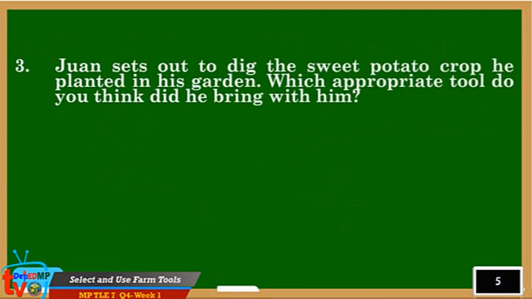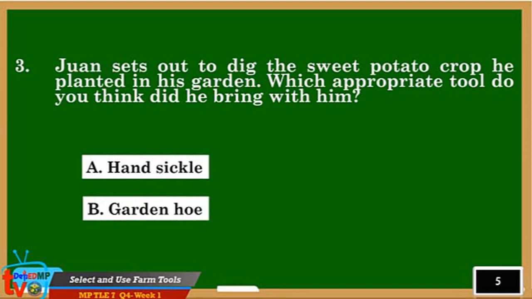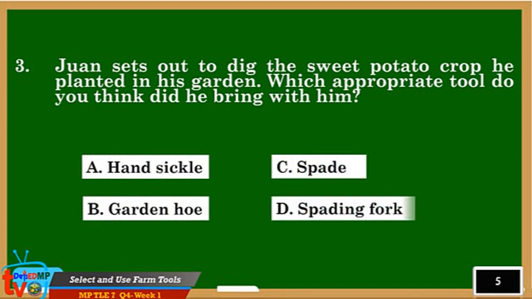Number 3. Juan sets out to dig the sweet potato crop he planted in his garden. Which appropriate tool do you think did he bring with him? A. Hand sickle. B. Garden hoe. C. Spade. D. Spading fork.